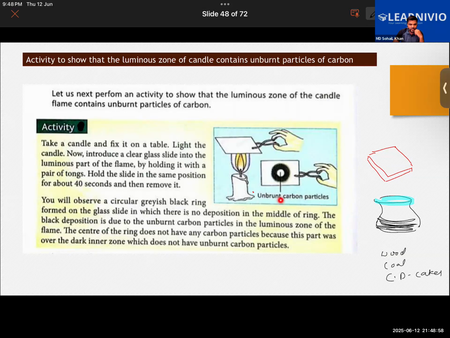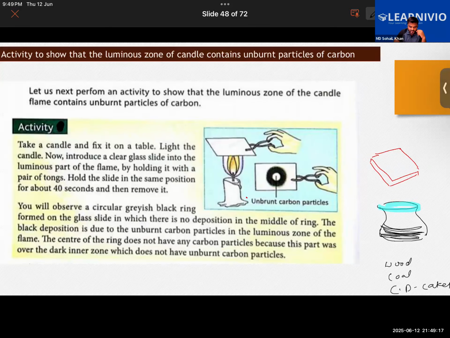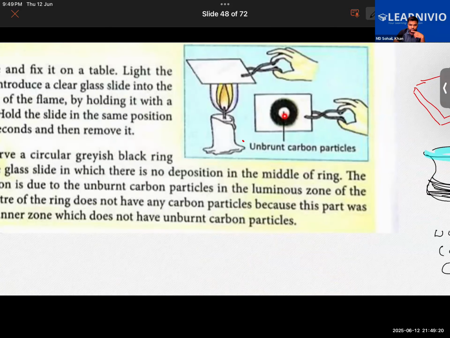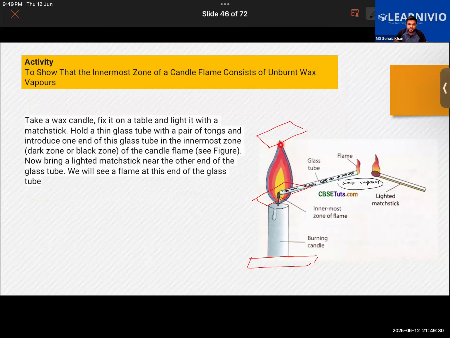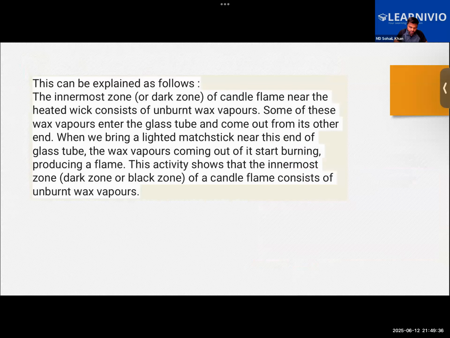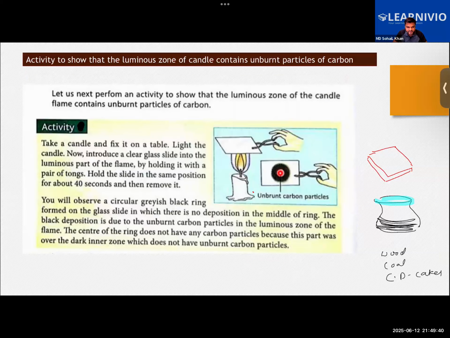So in this activity, we observe that when this glass slide was placed in the luminous zone of the candle flame, a grayish black ring formed on the glass slide. This ring was formed due to the deposition of unburned carbon particles. Now you may ask, why in the middle is there no deposition of the unburned carbon particles? Because the middle was actually touching the outermost zone, and in the outermost zone, complete combustion takes place. So that's why in the middle you did not observe any carbon particles. Tell me if this activity is clear to every one of you.